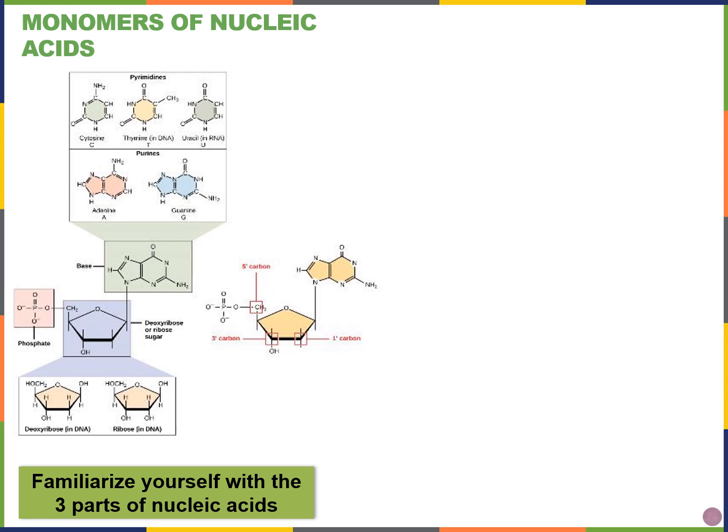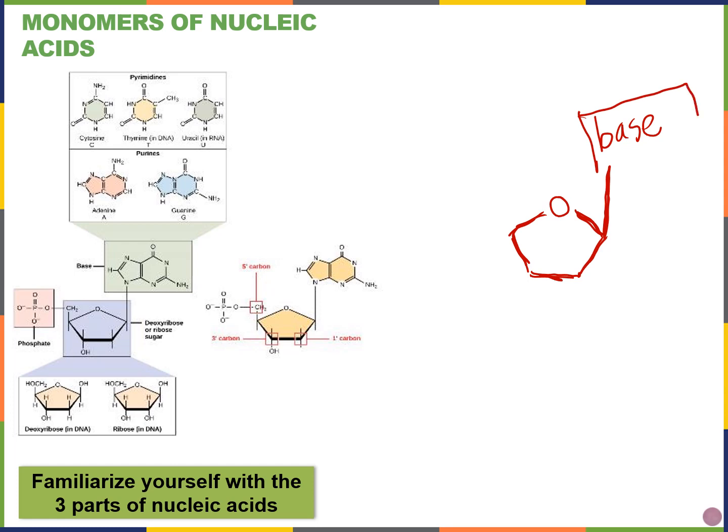So if I wanted to start drawing one, I almost always start by drawing my pentose sugar, and I'm going to make it generic. I'm not going to label anything. These are supposed to be straight lines. Sorry, shaky hands. So that's my pentose sugar. I know I have a base, a nitrogenous base. So I'm just going to write base.